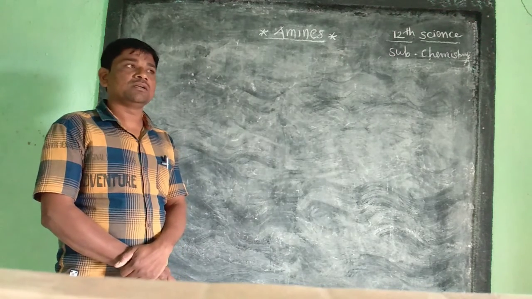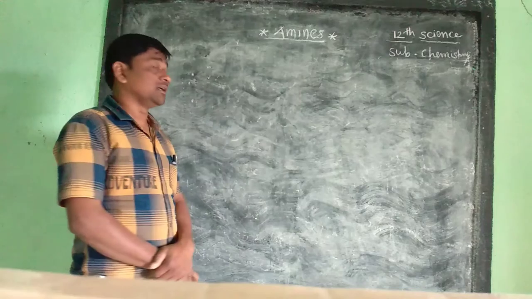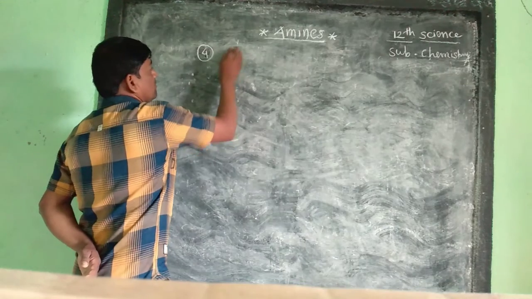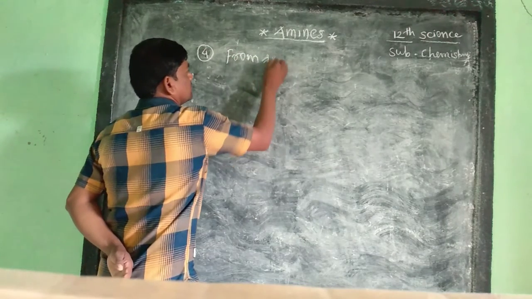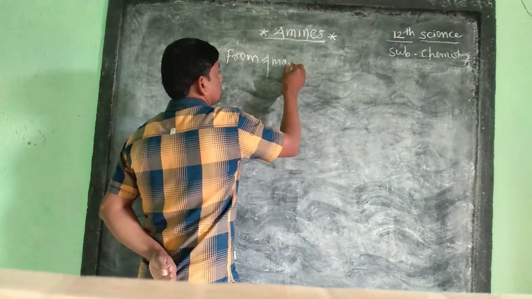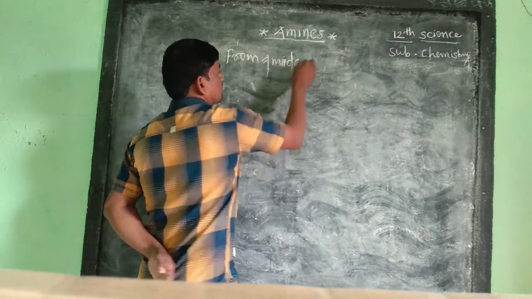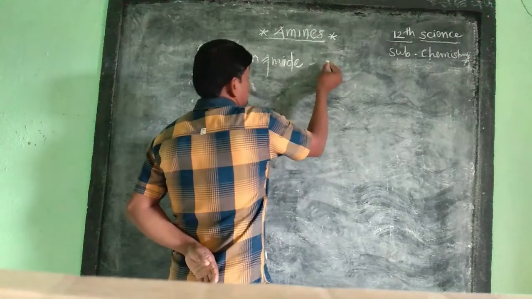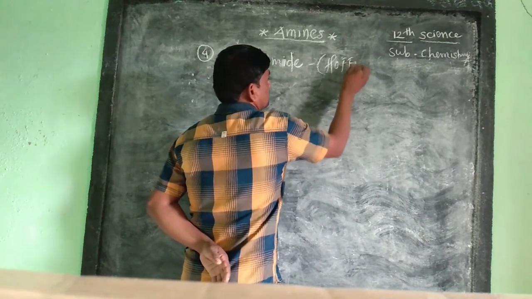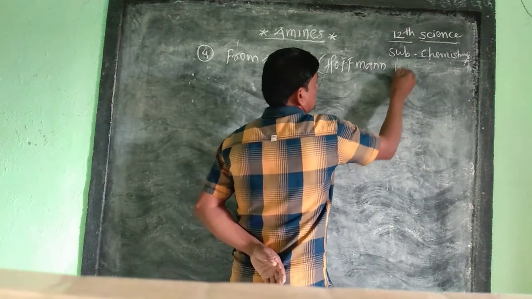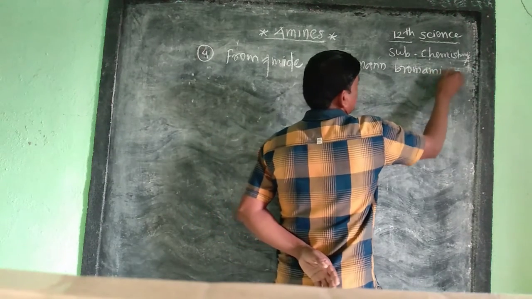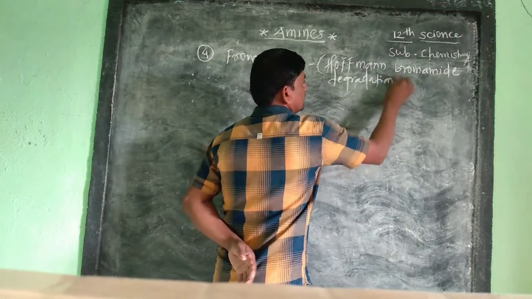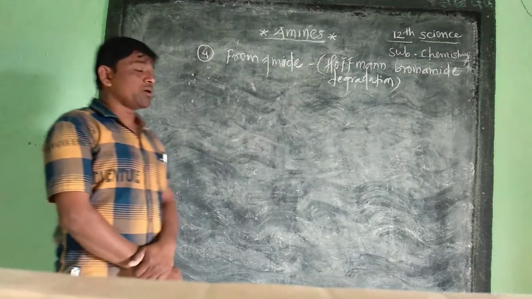Now the last one, but very important, is the fourth method: preparation from amide. This reaction is known as the Hoffmann bromamide degradation.